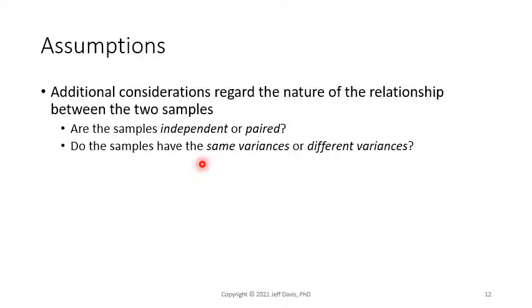Another thing that will change some aspects of the test would be the second bullet point. Do the samples have the same variance? So we can look at the standard deviations in both samples. If those are the same, then we would say they have the same variances, and we would modify our test for that situation. If they have different variances, there are some other things we have to do differently to the test in order to account for some things. All right, so we'll talk about those two things next.